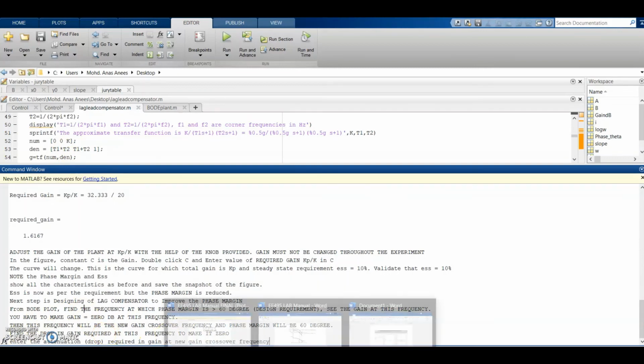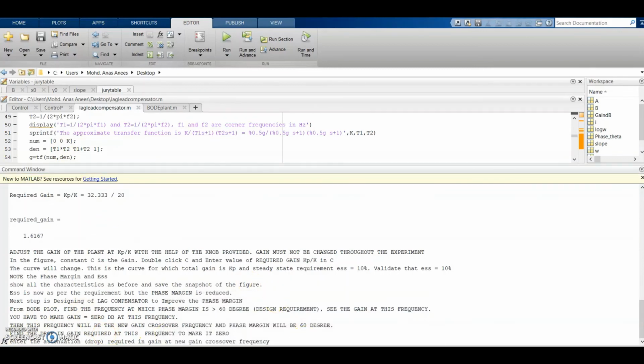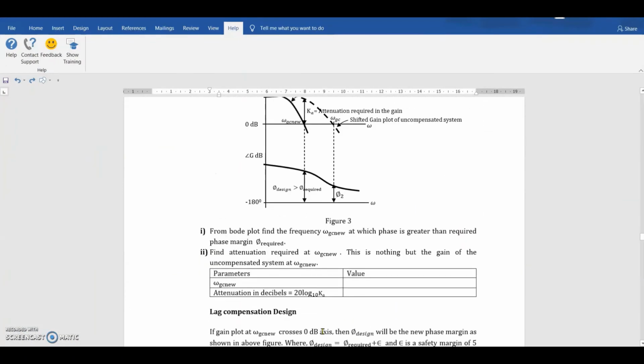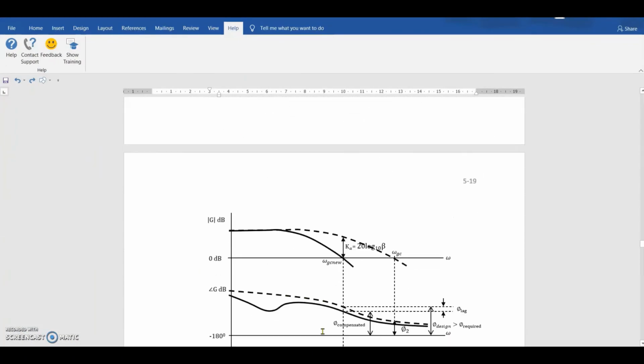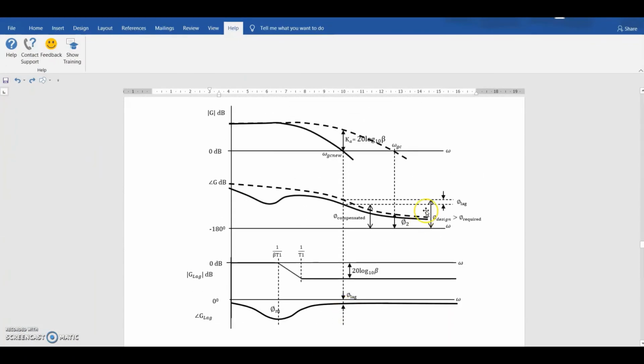Now we have to find out the attenuation required. So from where we will find out attenuation required? We will again look at this figure. If we are getting 24 degrees here, because this is our gain crossover frequency, now we will move in this curve to find out where is the 60 degree phase margin, and at that phase margin we will find out omega gc nu.